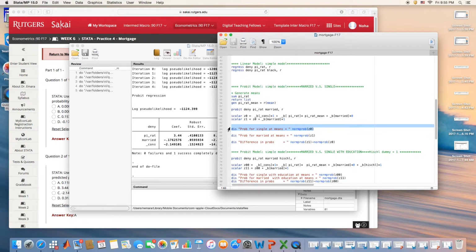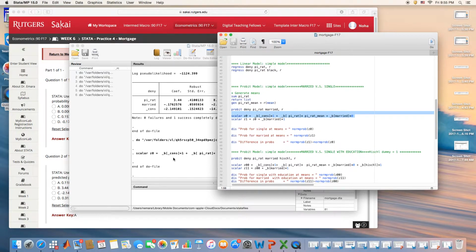Display the probability for a single person at means, then it's the cumulative normal probability distribution of the Z0, which is right here. So let's try this one. We're going to create this one and then run it, right? It's going to give us the scalar right here, but we want the normal probability distribution of this thing.